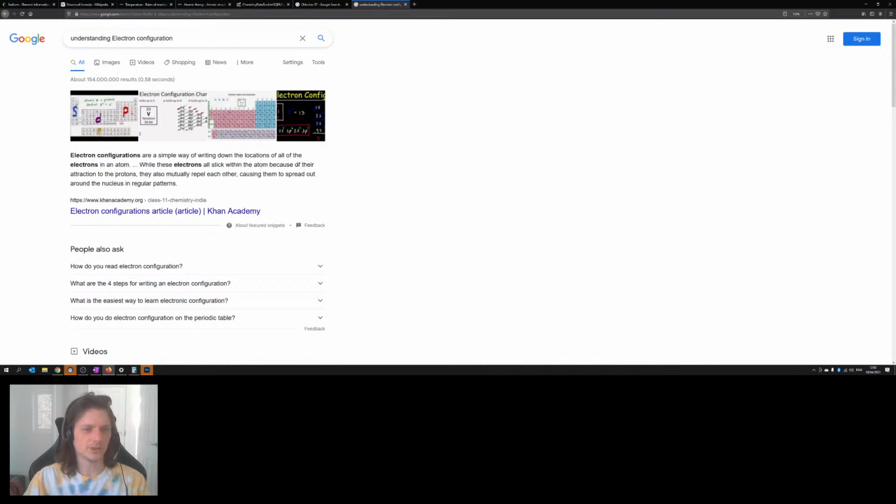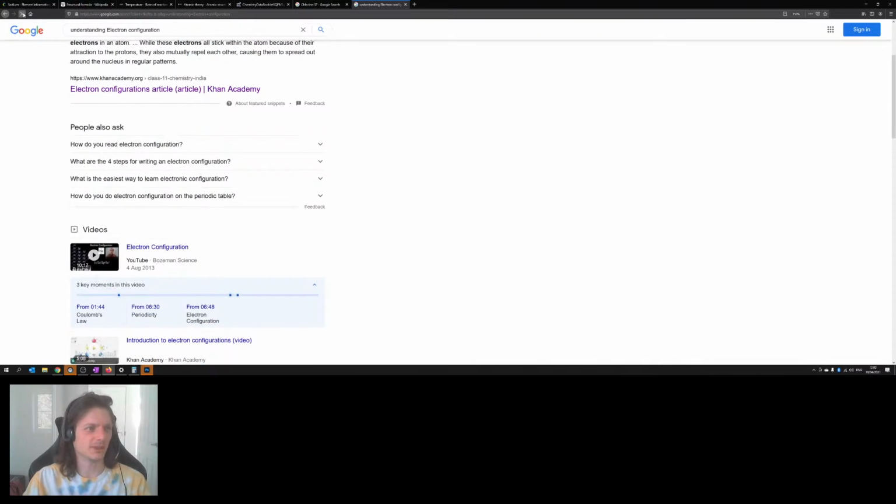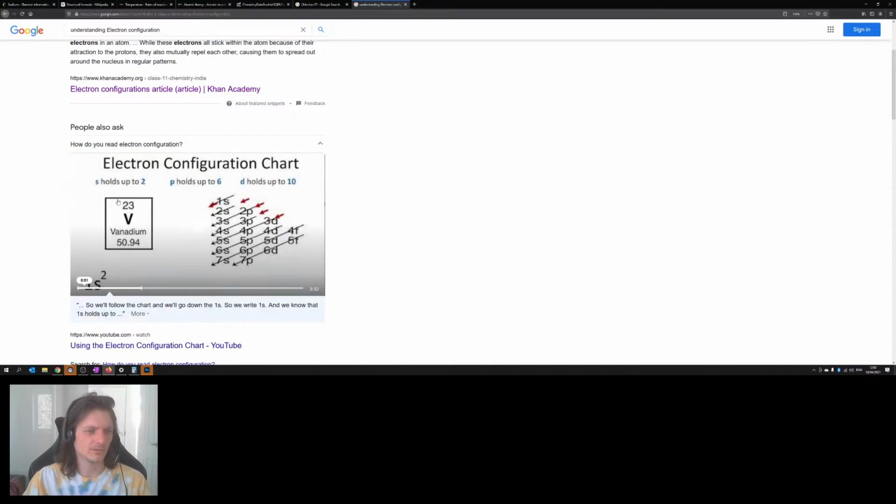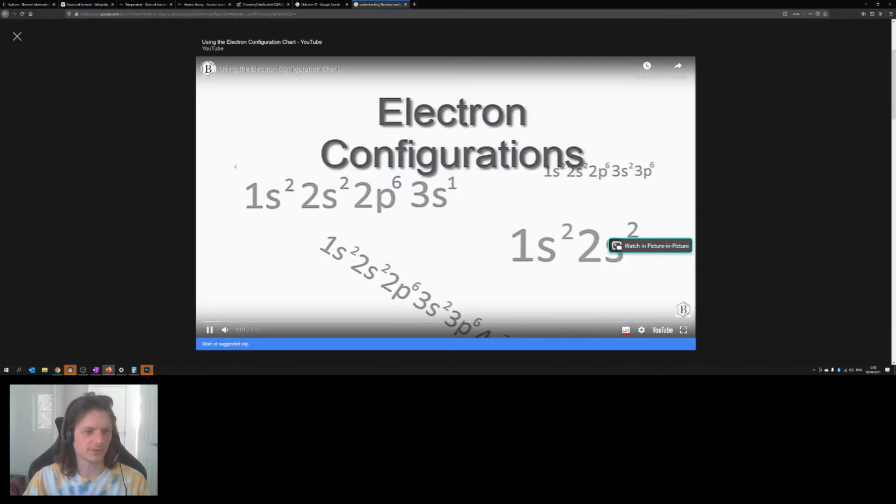While these electrons all stick within the atom, because of their attraction to the protons, they also mutually repel each other, causing them to spread out around the nucleus in regular patterns. Oh, bless, Khan Academy is great, but very slow. How do you read electron configuration? Oh, this is awesome. Okay, let's just watch this.